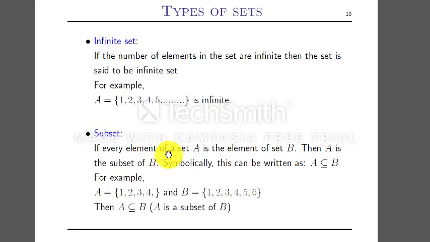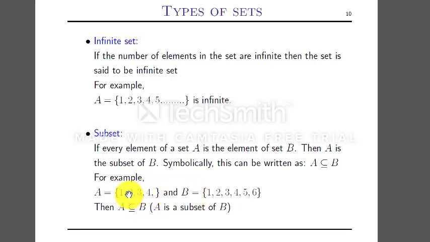Subset. If every element of a set A is an element of set B, then A is a subset of B. Symbolically, we can write it as A subset of B because every element of A is contained in the set B. For example, if there is a set A with elements 1, 2, 3, 4 and a set B with elements 1, 2, 3, 4, 5, 6, then every element of A lies in the set B, but there are extra elements as well, 5 and 6.